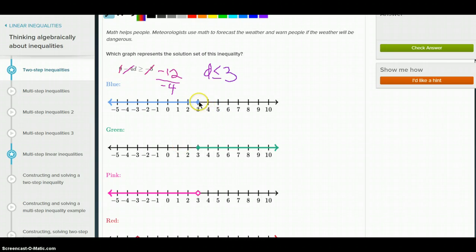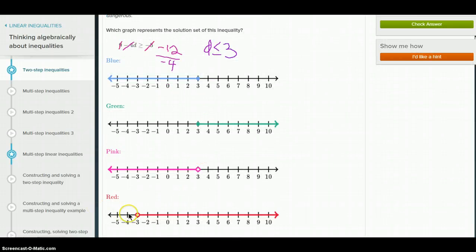Okay, so the circle is going to be a closed circle because it includes 3. And then it's going to be going to the negative values. So it looks like this could be it right here. Let's double check. Okay, so it's not a negative number. Okay, yeah, so the answer should be blue.